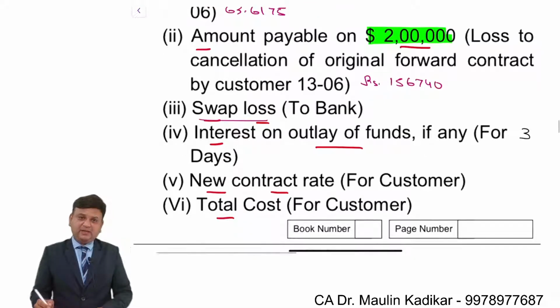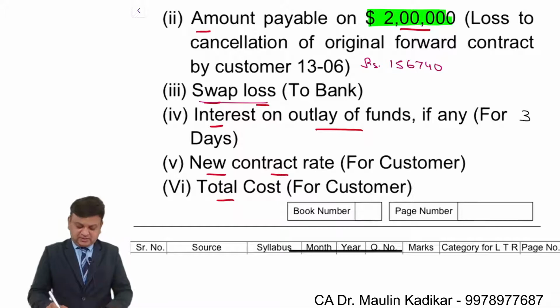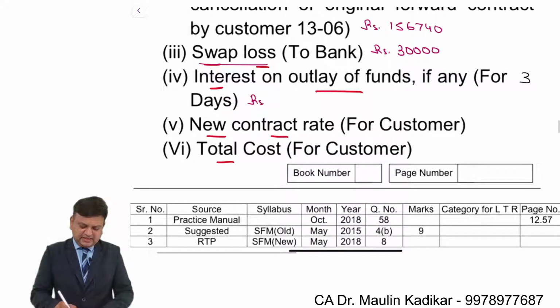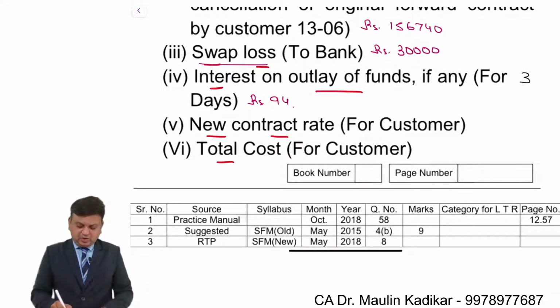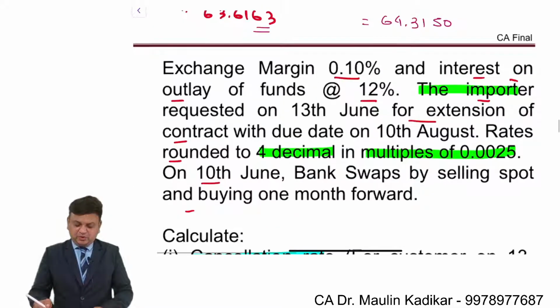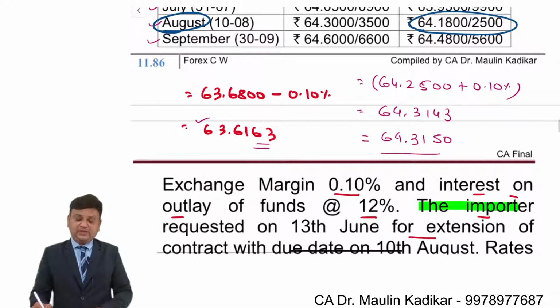Swap loss to the bank that we have computed by two methods, an amount of 30,000. Interest that we have calculated recently, something like 94 rupees, for 3 days. The new contracted rate that I explained to you is 64.3150.